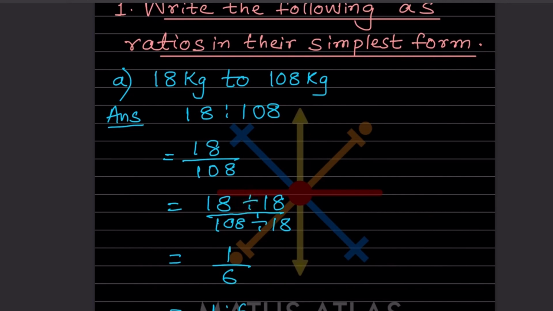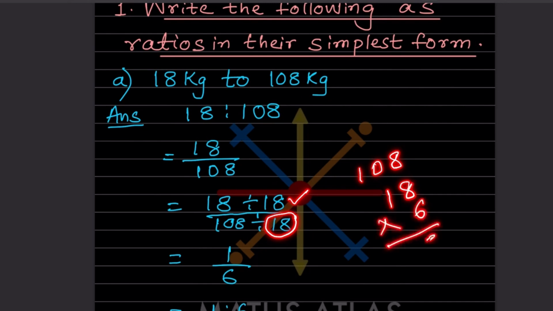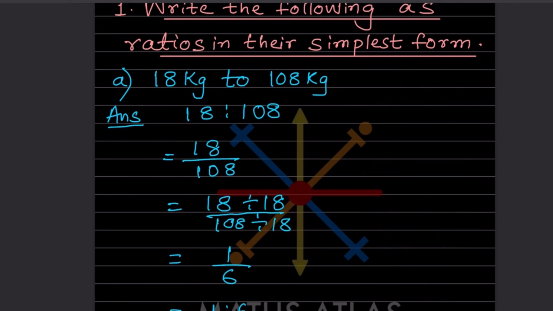Now see here, 18 divided by 18 is going to be 1. And if you are dividing this by 18, this also should be divided by the same number. So 108 divided by 18. 18 sixes come to 108. Suppose you don't know the 18 times table, what are you going to do? It will be in 2 or 3 steps.